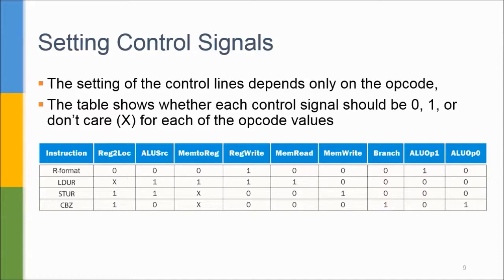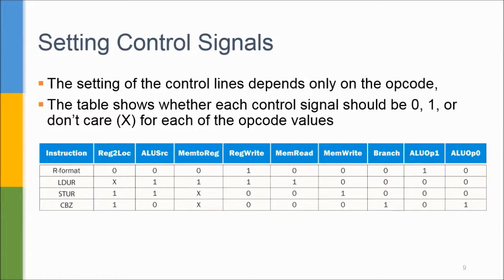Furthermore, an R-type instruction writes a register, so REG write is equal to 1, but it neither reads nor writes data memory. When the branch control signal is 0, the PC is unconditionally replaced with PC plus 4. Otherwise, the PC is replaced by the branch target if the 0 output of the ALU is also high. The ALU OP field for R-type instructions is set to 10 to indicate that the ALU control should be generated from the opcode field.